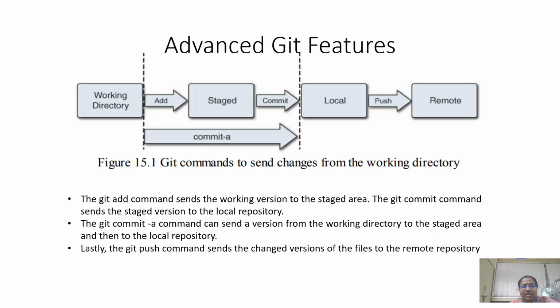These are the commands you can use to send the changes from the working directory. The git add command sends the working version of the file to the staged area. The git commit command sends the staged version to the local repository. The git push command sends the changed versions of the files to the remote repository. The -a option sends a version from the working directory to the staged area and then to the local repository.